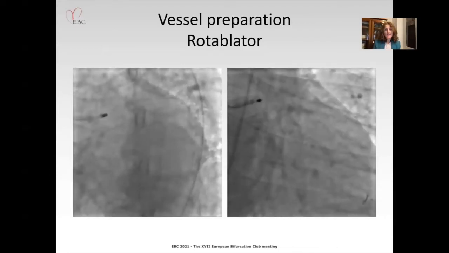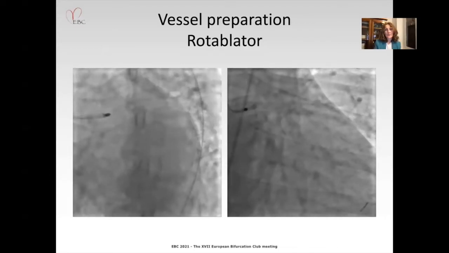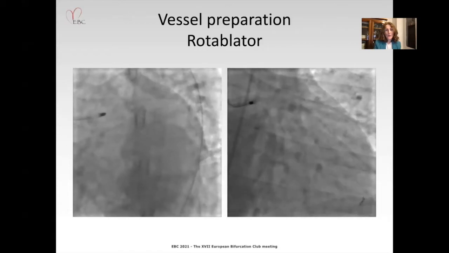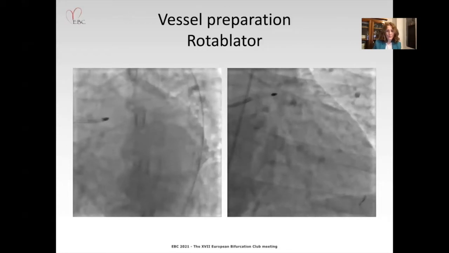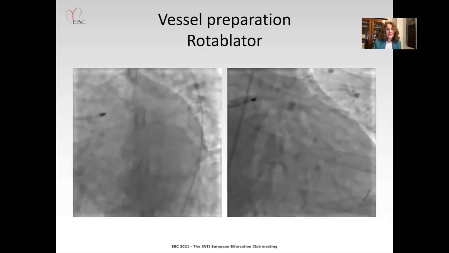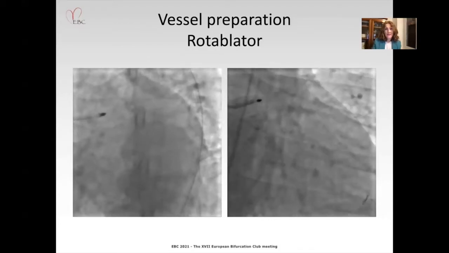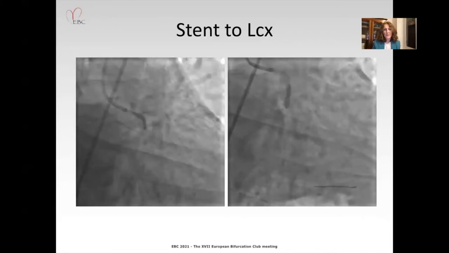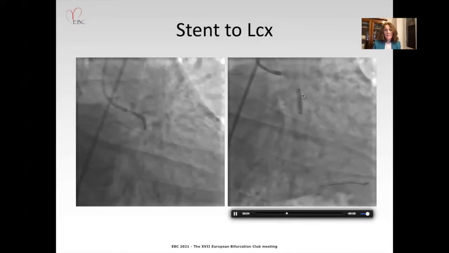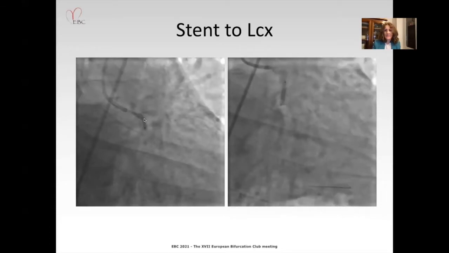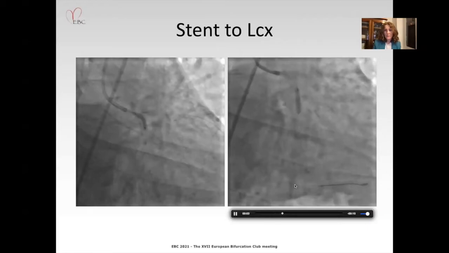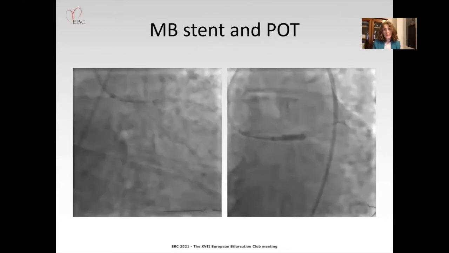Because of the calcification, the circumflex and the LAD were pre-treated with Rotablator. Following this, the circumflex was stented with a 3.0 by 18 stent in the mid part of the circumflex, avoiding the bifurcation. And then the ostial part of the circumflex was also pre-dilated. So attention was then turned to the main branch.